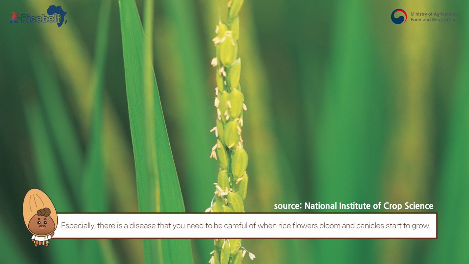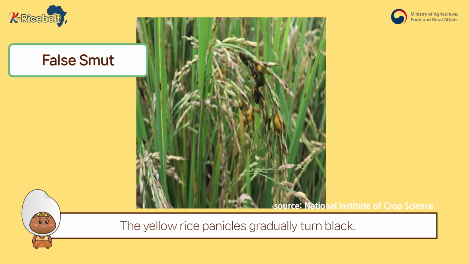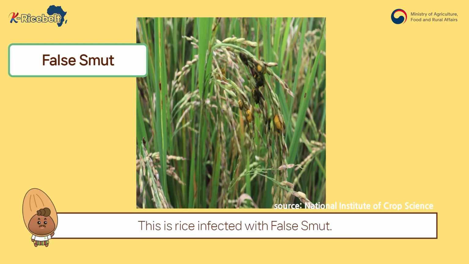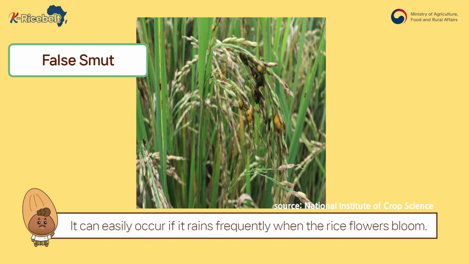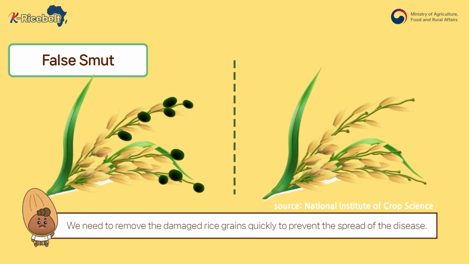Especially, there is a disease that you need to be careful of when rice flowers bloom and panicles start to grow. The yellow rice panicles gradually turn black. This is rice infected with false smut. It can easily occur if it rains frequently. When the rice flowers bloom, we need to remove the damaged rice grains quickly to prevent the spread of the disease.